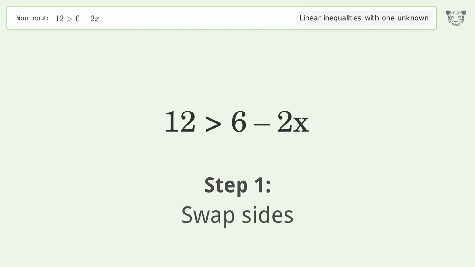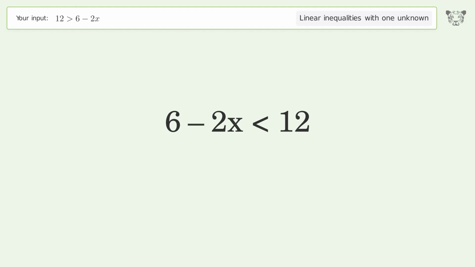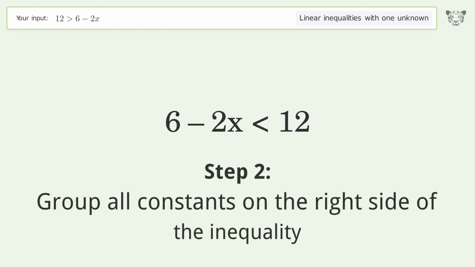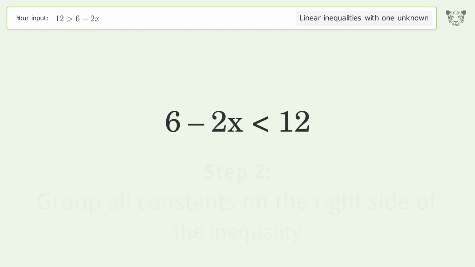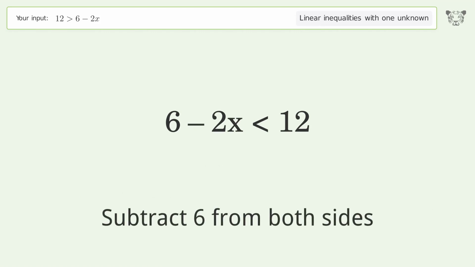Swap sides. Group all constants on the right side of the inequality. Subtract 6 from both sides.